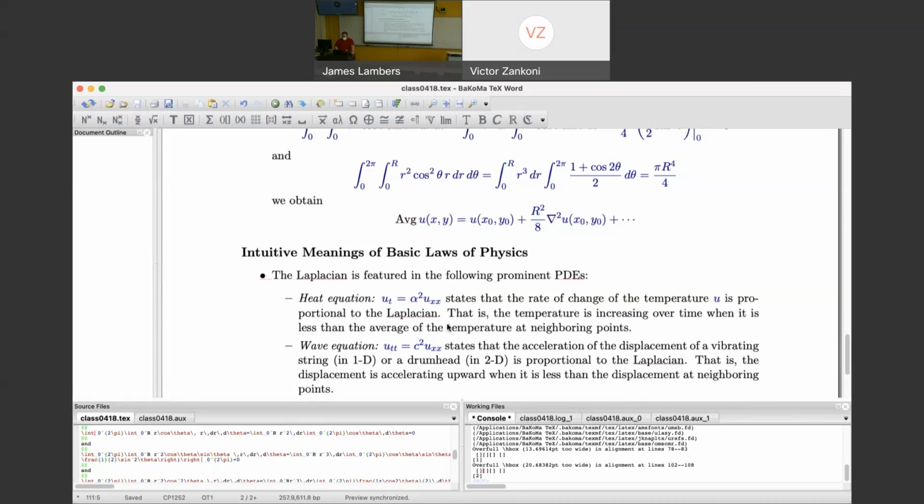Similarly, if the temperature at a certain point is greater than the average surrounding temperature, then the temperature profile will be concave down at that point. So uxx will be negative, therefore ut will be negative, therefore the temperature u will decrease over time to converge to an average temperature. If the temperature at a certain point is equal to the average, then nothing will change.